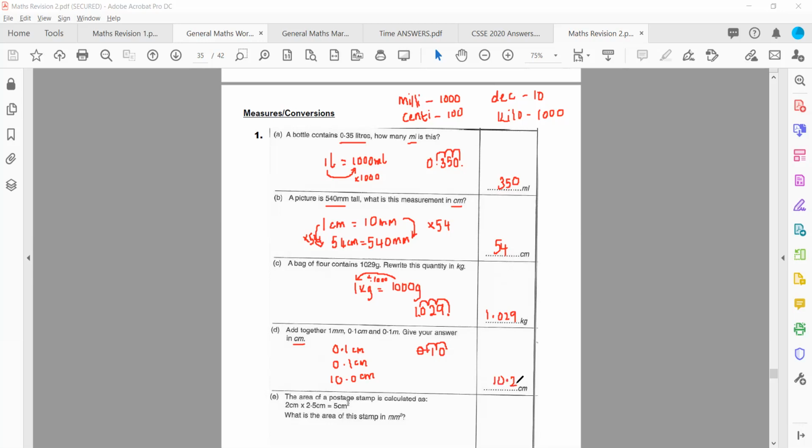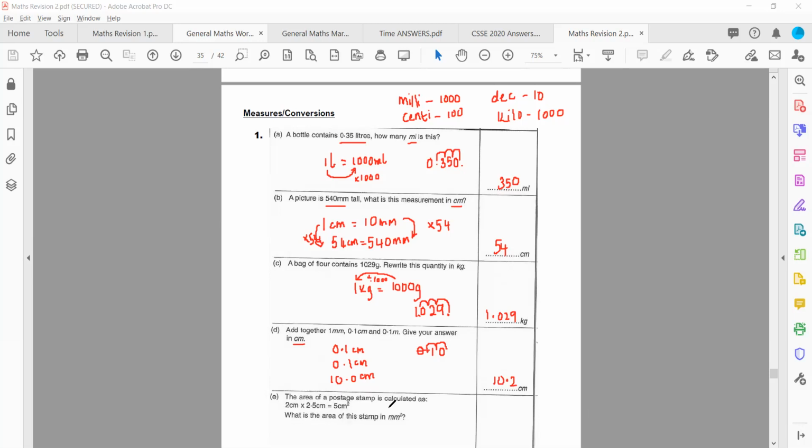Now, part E is, again, about area. The area of a postage stamp is calculated as 2 centimetres by 2.5 centimetres, which equals 5 centimetres squared. What is the area of the stamp in millimetres squared? Now, they're looking for you to just go, oh, well, there's 10 millimetres in a centimetre, so we're just timesing by 10. Play it safe. In an exam, the adrenaline is pumping and you can miss the point sometimes. So always be methodical and work your way through.